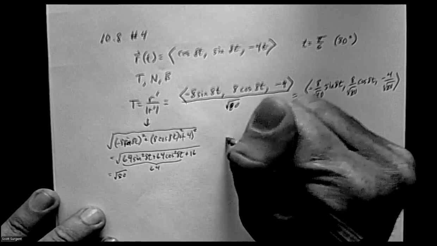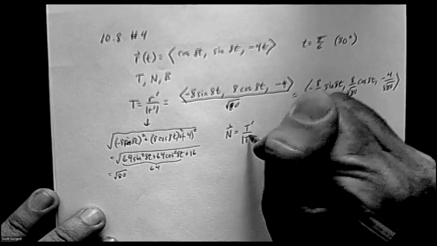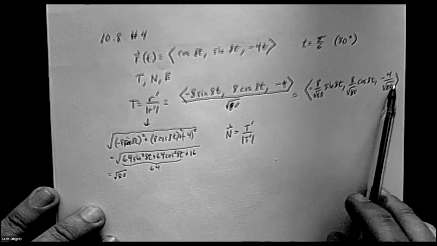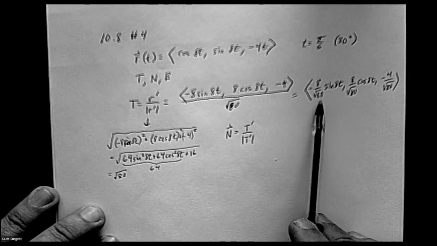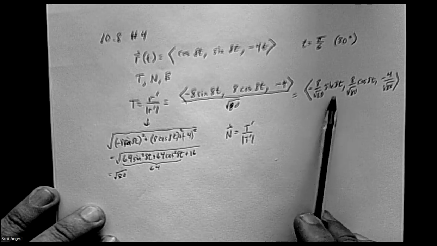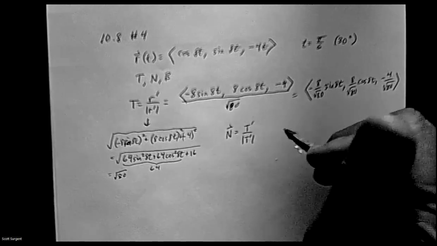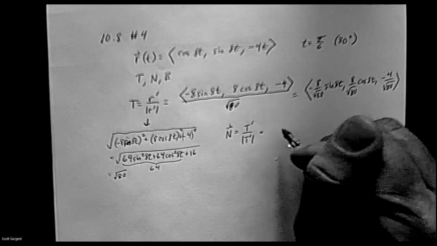Big N is the derivative of big T divided by its magnitude. Here's the thing. This is actually a unit vector, even though it doesn't look like it. Believe it or not, this thing is a unit vector. But when you take its derivative, it may not be a unit vector. Oh well. So we're gonna have to go through the process again.